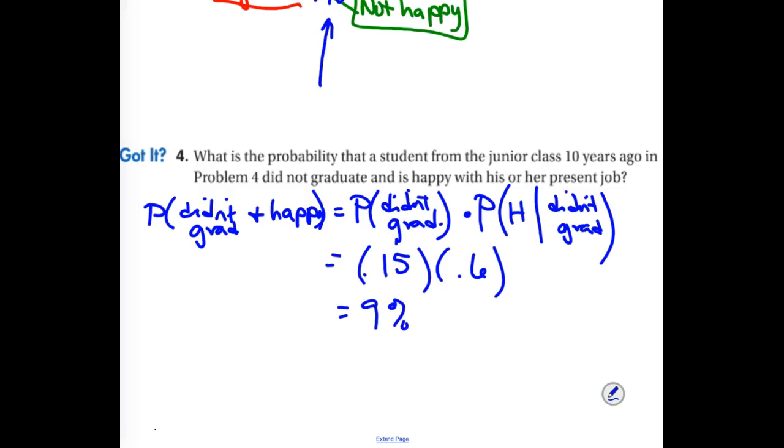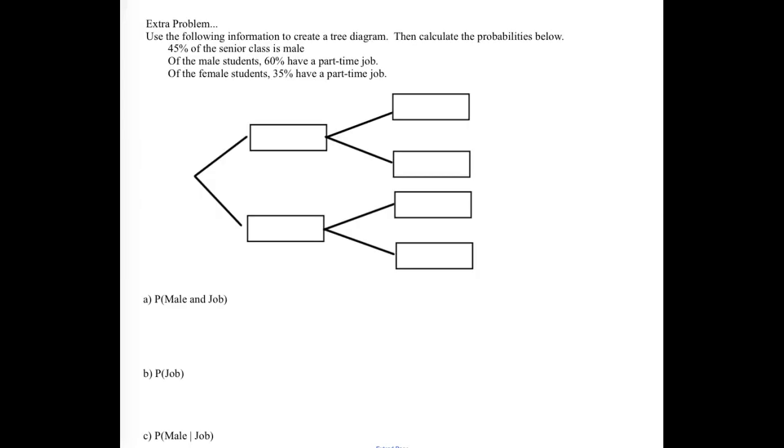All right. Our next example says use the following information to create a tree diagram. Then calculate the probabilities below. It says 45% of the senior class is male. Of the male students, 60% have a part-time job. Of the female students, 35% have a part-time job. So I want you to talk at your tables. What do we have for events A and events B? What are these boxes going to get filled in with?